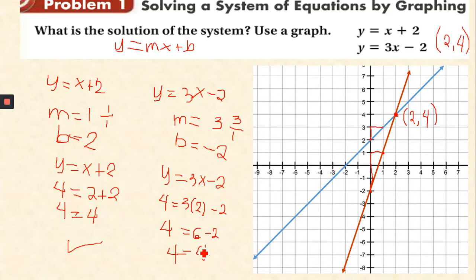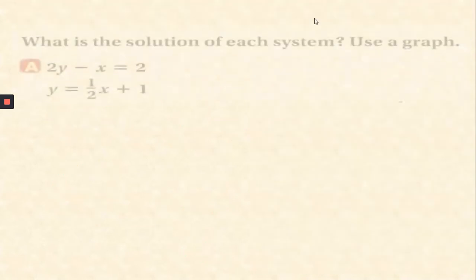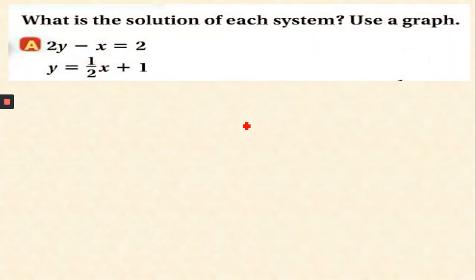The statement is true, meaning to say 2 and 4 is also the solution of the given equation. Therefore, 2 and 4 is the solution of the given system. Can you follow? The next one we have here. What is the solution of the given system?